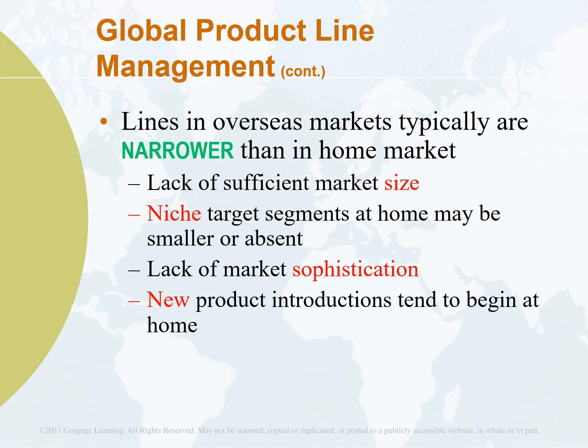Global product line management. Lines in overseas markets are typically narrower than in the home market. They don't have as many products in the product line. It could be a lack of sufficient market size, because niche target segments at home may be smaller or absent. There could be a lack of market sophistication. It could also be because new product introductions tend to begin at home. So that's why it's narrower in the overseas market.